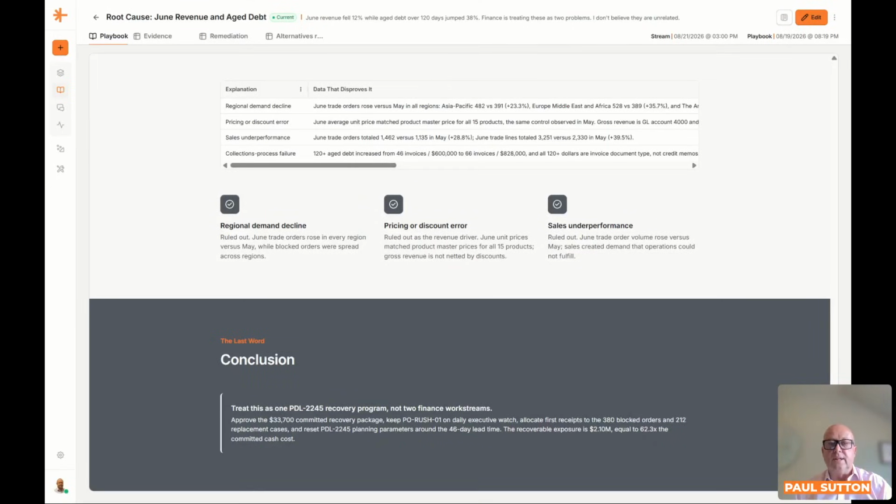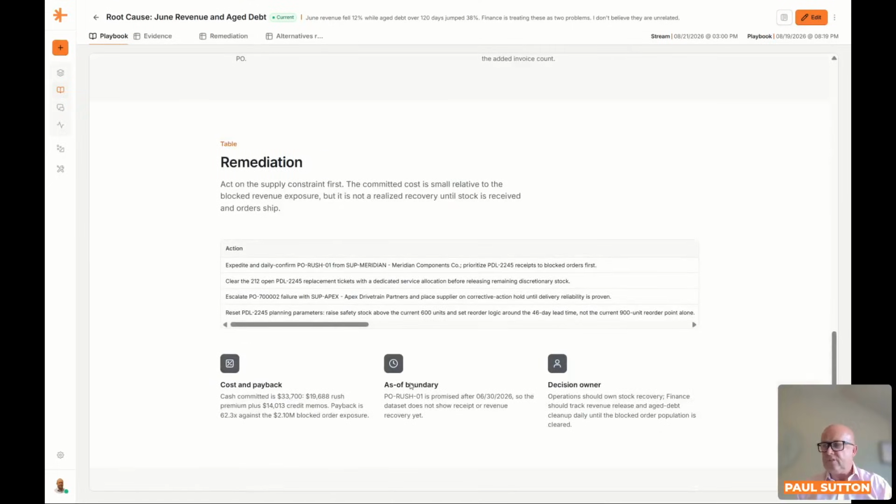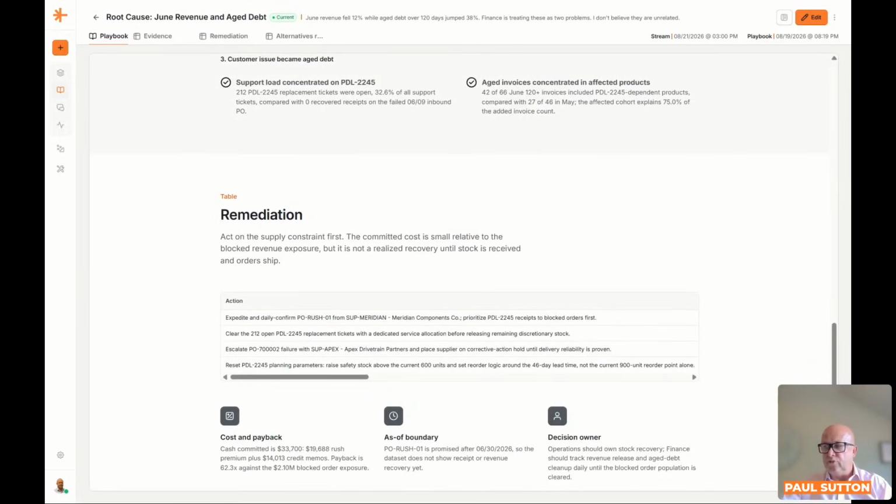go get this product in. You need to sort out your 46-day lead time, because even if you had identified it, the lead time was probably too long in order for this not to happen anyway. And by doing that, effectively, you're going to unlock or free up this 2.1 million. So I think the essence of this is really the type of analysis that it gives you.